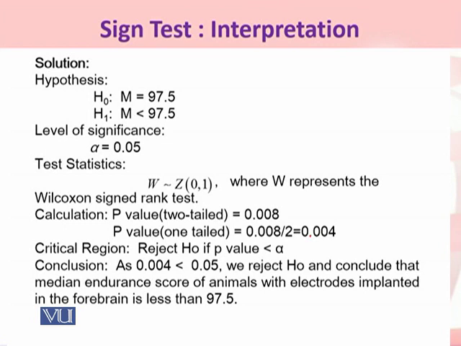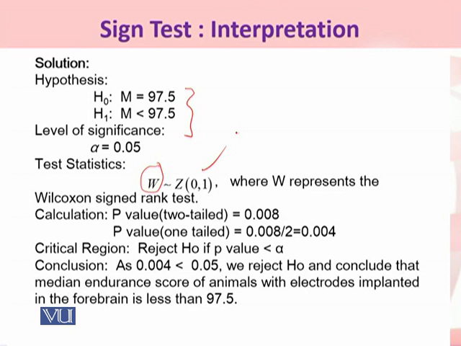The first thing we have to do is formulate the null and alternative hypotheses. Under the alternative hypothesis, we were asked to test that the median is less than 97.5. The level of significance is 0.05, as mentioned in the statement. The test statistic is W, which stands for Wilcoxon signed rank test, and it follows the standard normal distribution. Z stands for the standard normal distribution, which is a normal distribution with zero mean and standard deviation 1.